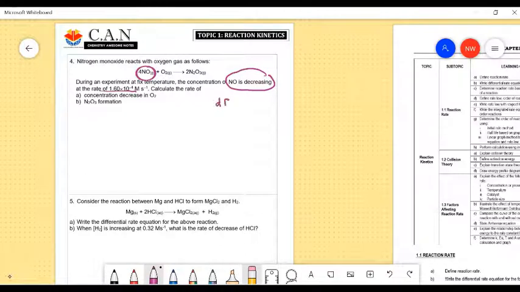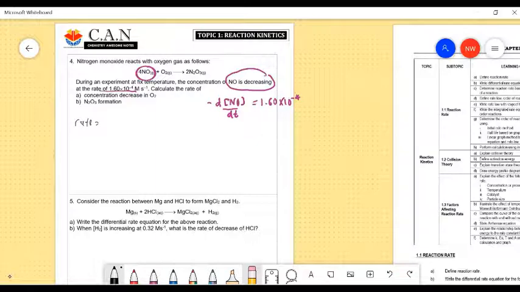Okay, dNO over dt. Okay, dia punya rate of decreasingnya adalah equal to 1.60 kali 10 negatif 4. Calculate the rate of concentration decrease in O2. So, now soalan nak O2 pula. Therefore, kita boleh buat comparison. So, kalau kita tulis differential rate equation, ini overall differential rate equation.